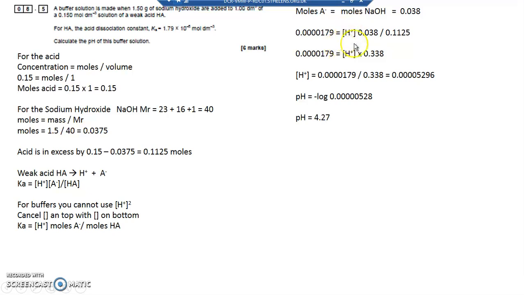So now my H plus concentration is 0.000179 multiplied by H plus concentration. I've multiplied these two out to give 0.338. H plus concentration, these two numbers divided, 0.005295. pH is minus log to the base 10 of that. pH is 4.27.